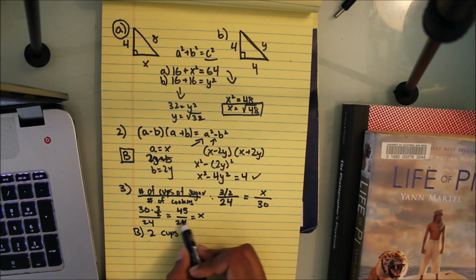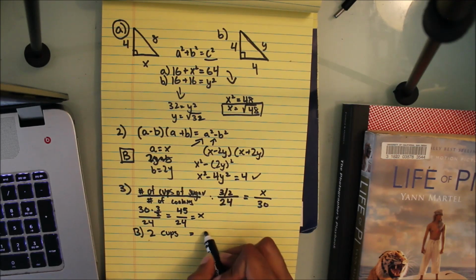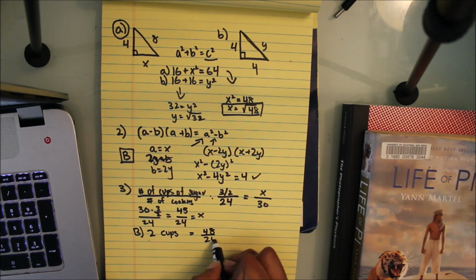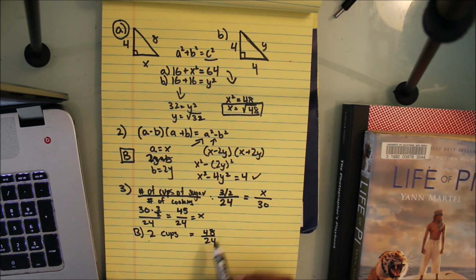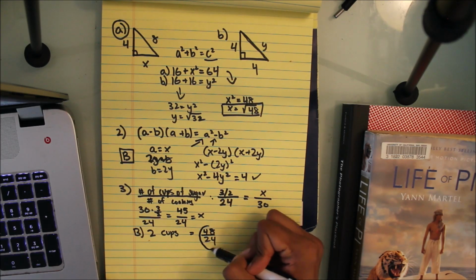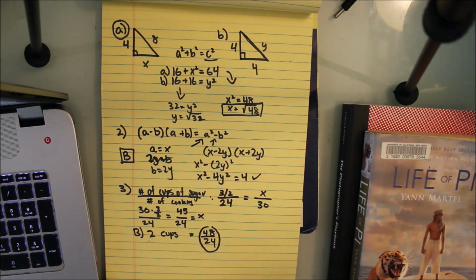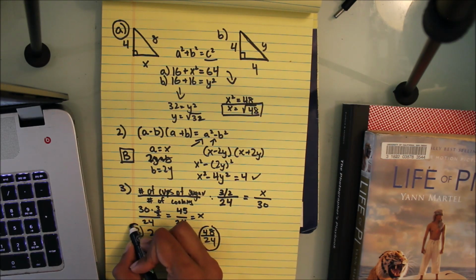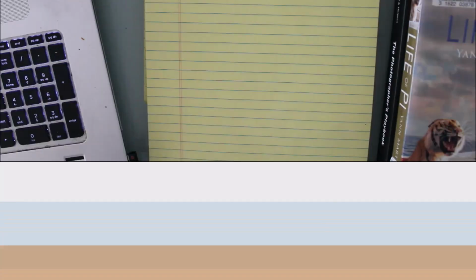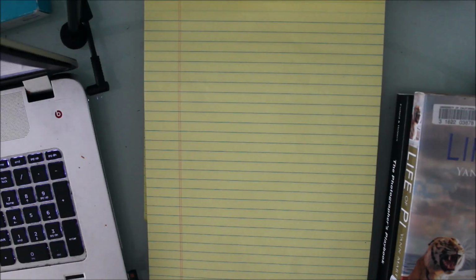So 2 cups, if we take it to be out of 24, is going to be 48 out of 24, correct? And because this is just 2, and this value is clearly larger than 45 over 24. Therefore, the answer for number 3 is going to be B. Okay, so now let's work on number 4.